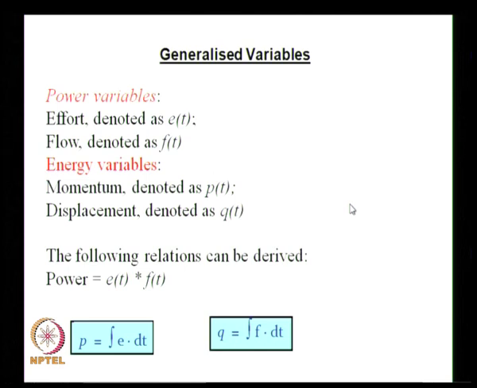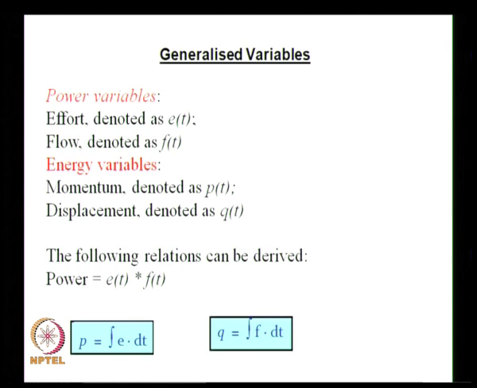Again coming to the generalized variables for the system, we have two important variables, one is known as the effort, the other one is the flow. Effort is normally represented by E and flow is represented by F, they are time dependent variables, so we will write them as E(t) and F(t). These two variables represent the flow of power, the power is obtained by multiplying effort and flow, so that defines the power transfer between two elements.